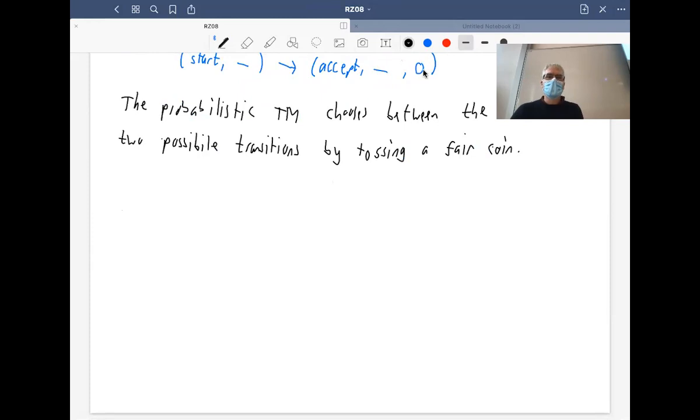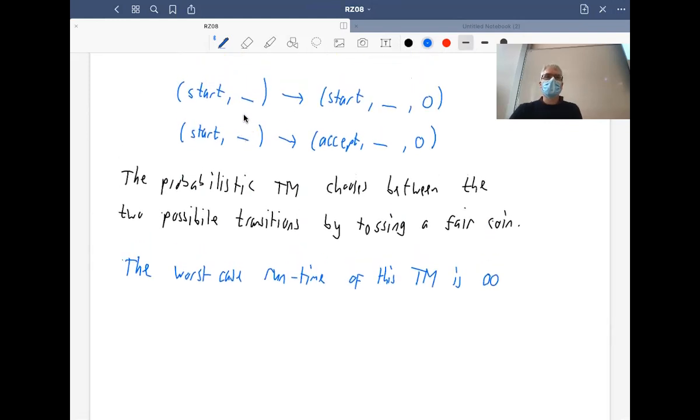involved with probabilistic computation. So the worst case runtime of this Turing machine is infinite. Right? Because the worst possible path it can take is just to stay in the start state and tick along forever.